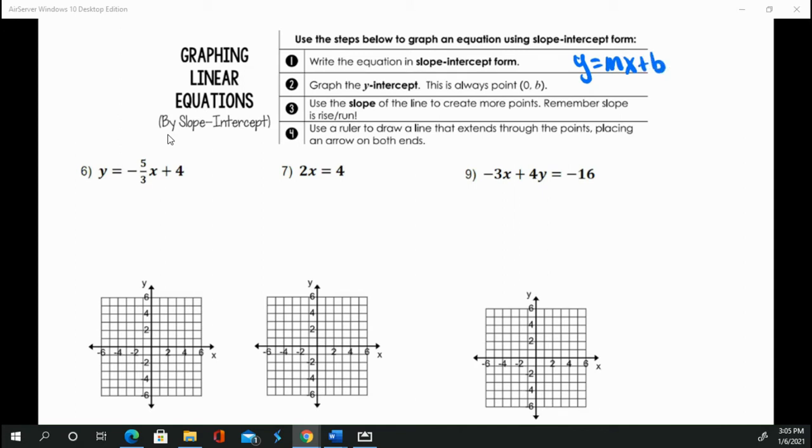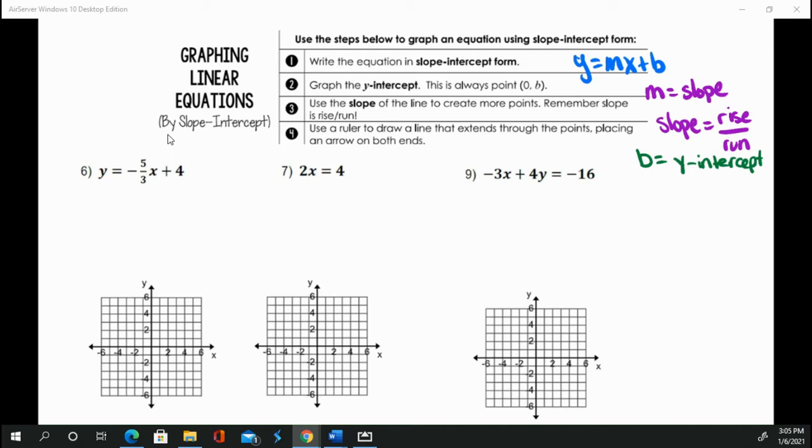The m value, whatever's in front of the x, represents the slope. And slope is rise over run, so the vertical change over the horizontal change. The b value represents the y-intercept. So I find it helpful to identify the slope and identify the y-intercept and then graph from there.